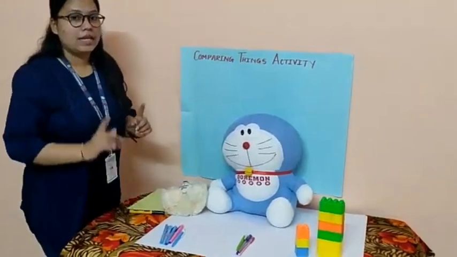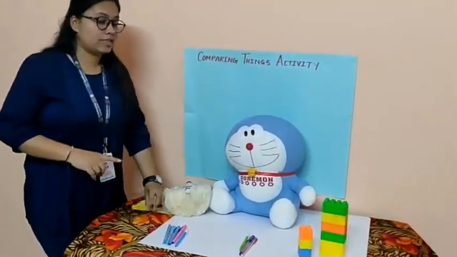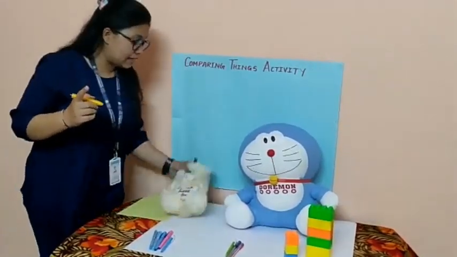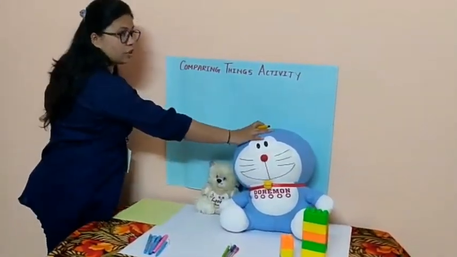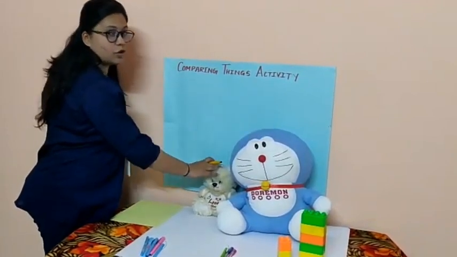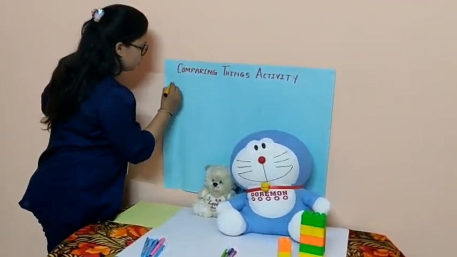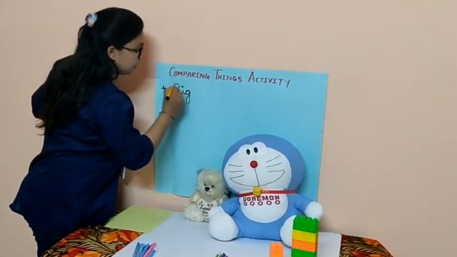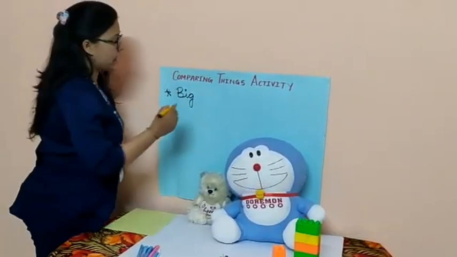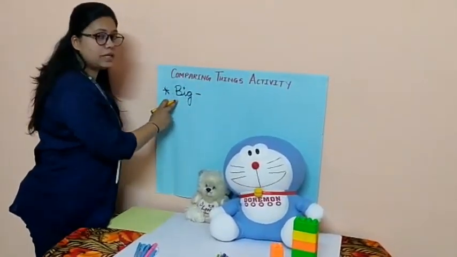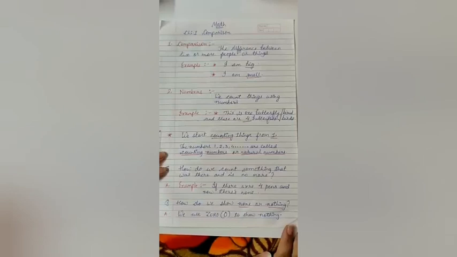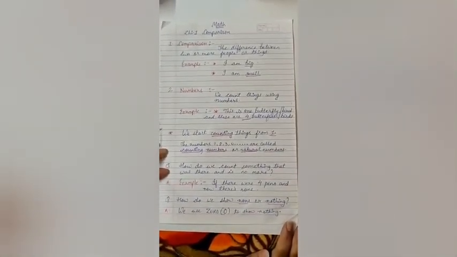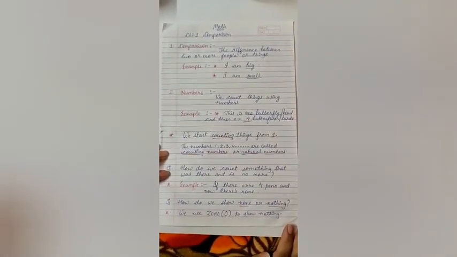Understood everyone? Let's recall and write all these comparing words in your notebook. First one, which word had we done? Tell me. Doraemon is big and the other soft toy is small. Very good. Big. Try to write in cursive handwriting in your 4-line book. The first letter should be capital. Big and small.